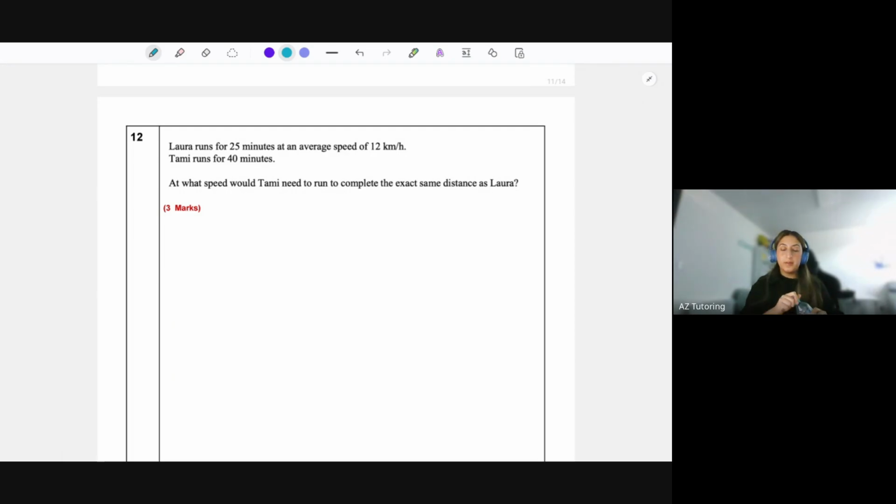Laura runs for 25 minutes at an average speed of 12 kilometers per hour. Tammy runs for 40 minutes. At what speed would Tammy need to run to complete the exact same distance as Laura? This is going to be speed, distance, and time. So I'm just going to draw the triangle here to see what I'm working with. Speed equals distance divided by time.